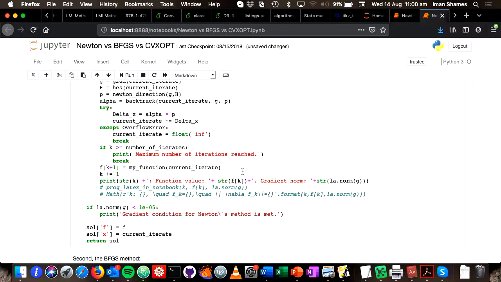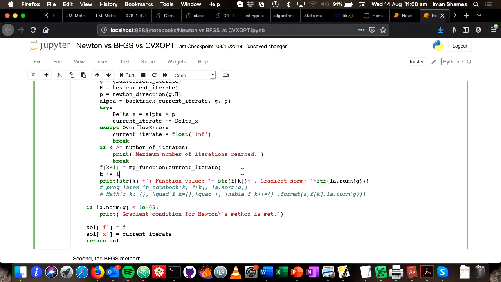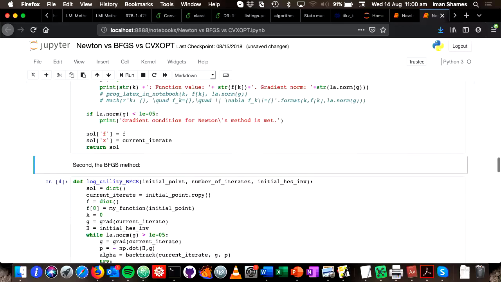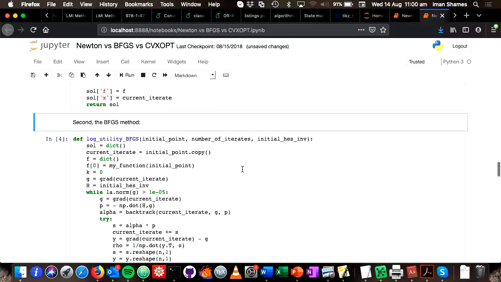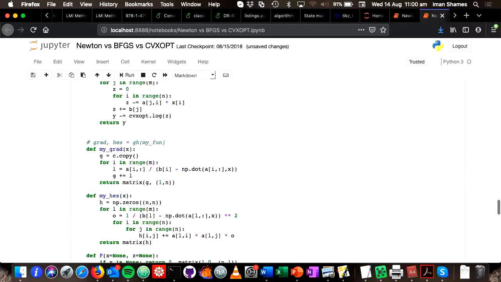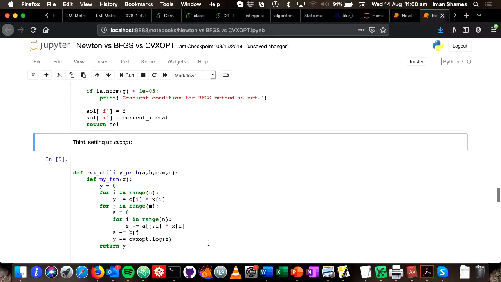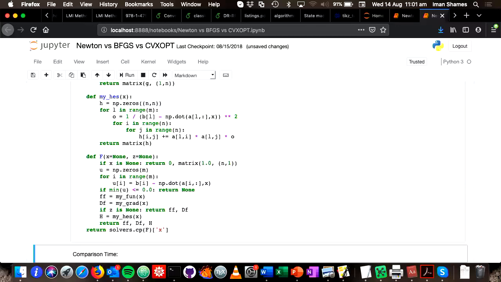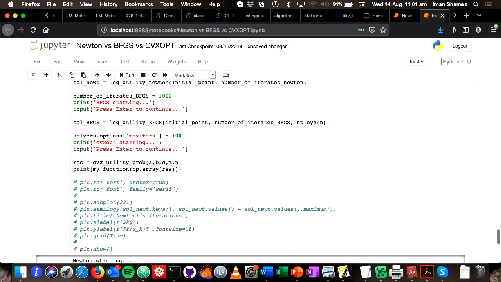I have stuff here. Okay. Then I set up the BFGS method. And then I'm setting up the off-the-shelf solver by UCLA people. And now let's compare them.